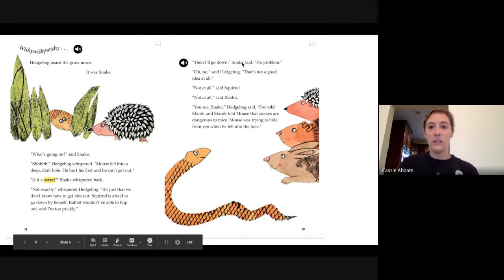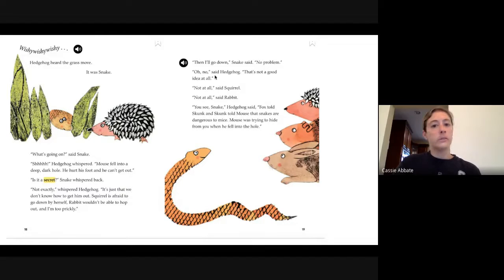Then I'll go down, Snake said. No problem. Oh no, said Hedgehog. That's not a good idea at all. Not at all, said Squirrel. Not at all, said Rabbit. You see, Snake, Hedgehog said, Fox told Skunk and Skunk told Mouse that snakes are dangerous to mice. Mouse was trying to hide from you when he fell in the hole. Oh boy.